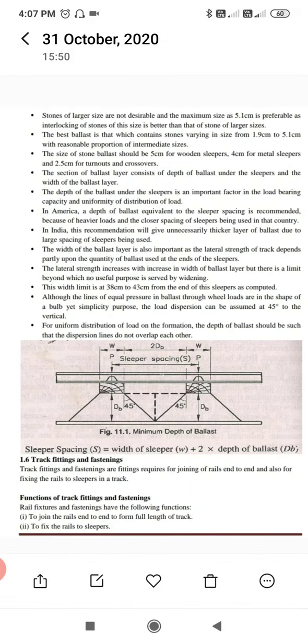The width of the ballast layer is also important, as the lateral strength of the track depends partly upon the quantity of ballast used at the ends of the sleepers. The lateral strength increases with the increase in the width of the ballast layer, but there is a limit beyond which widening serves no useful purpose. The width limit is 38 cm to 43 cm from the ends of the sleepers.